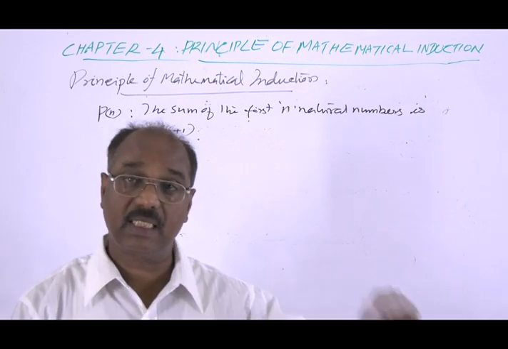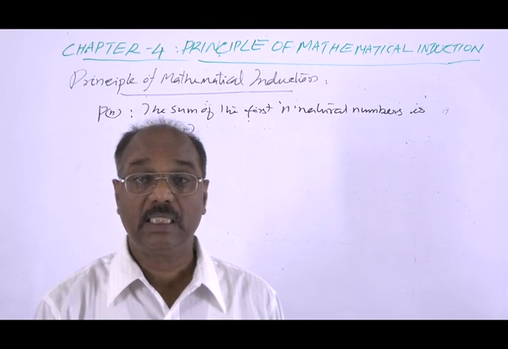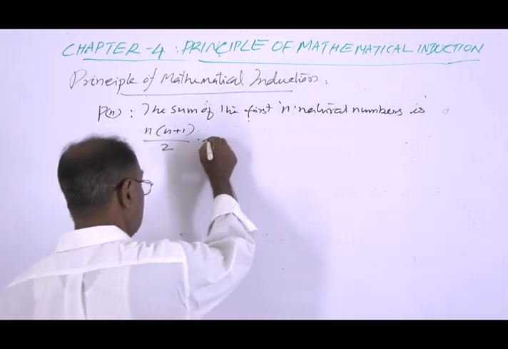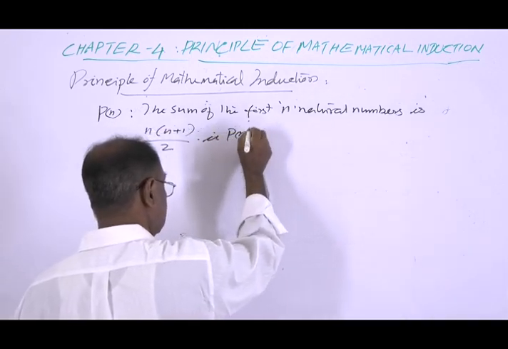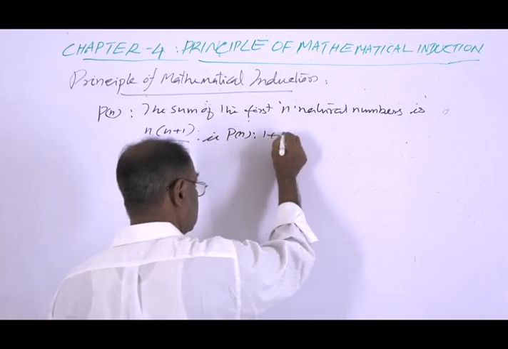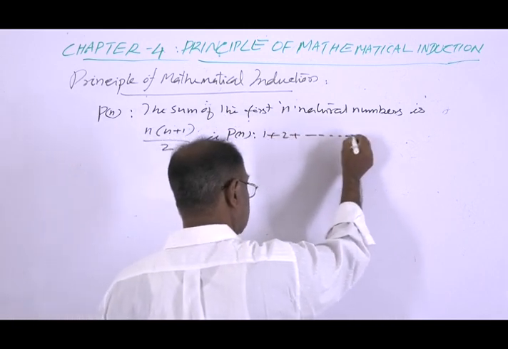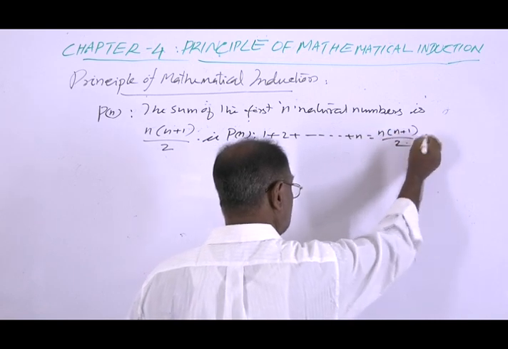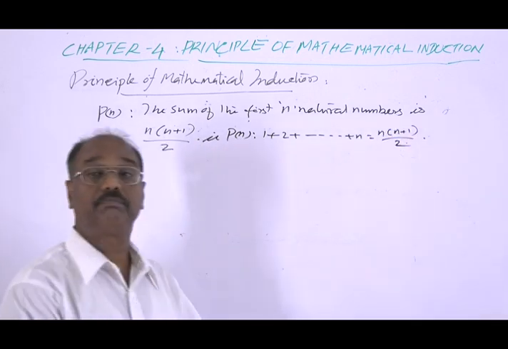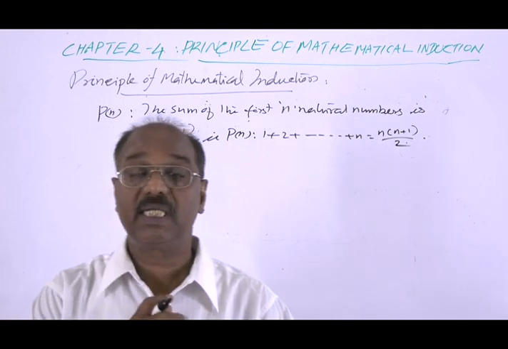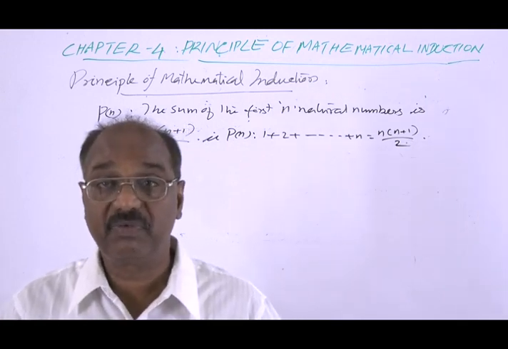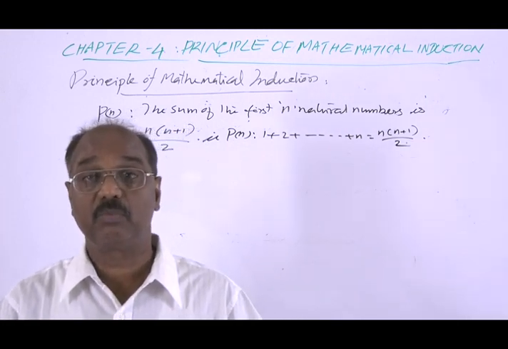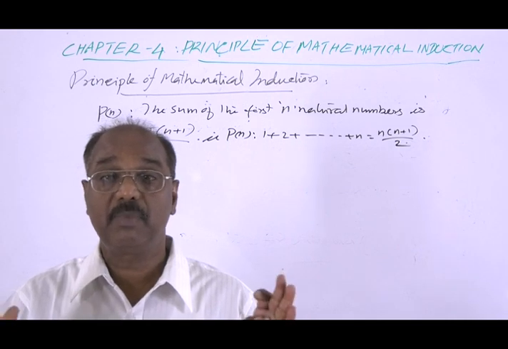So clearly n is a natural number. That is, the statement Pn is 1 plus 2 plus etc. plus n is equal to n into n plus 1 by 2. So this is a well-known formula. The sum of the first n natural numbers is n into n plus 1 by 2. So we want to prove this by mathematical induction.